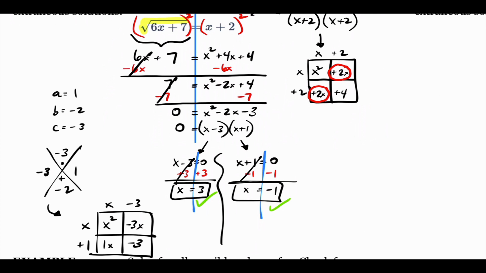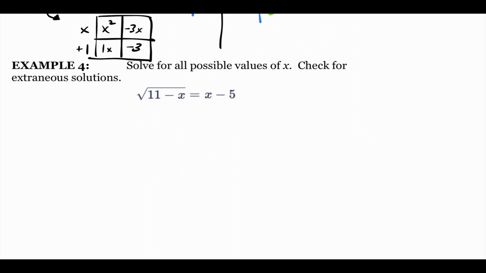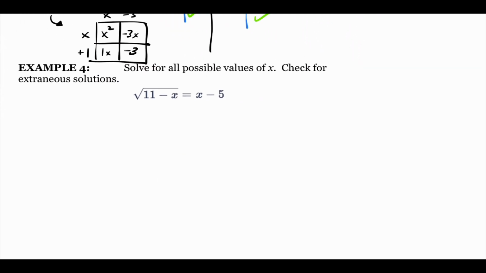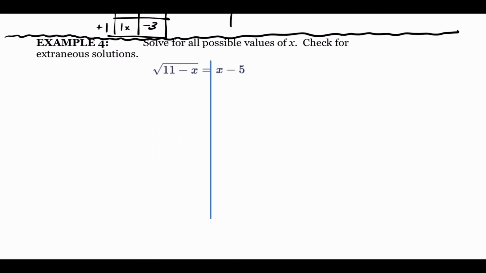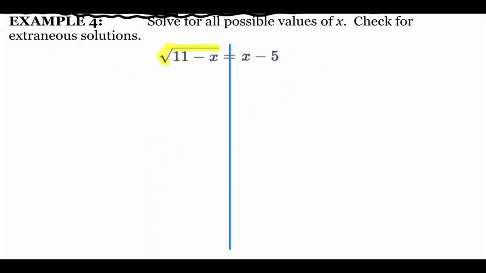All right, so now let's try the next one. The next one is very similar to the one we just saw. Okay, so let me draw my blue line. Got my root there. So the only thing on the left side is the root. Good. Step 1 is good.